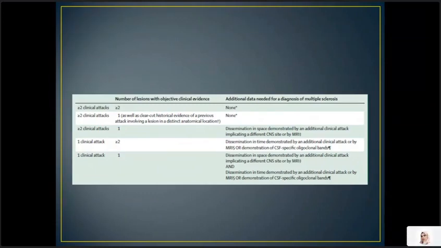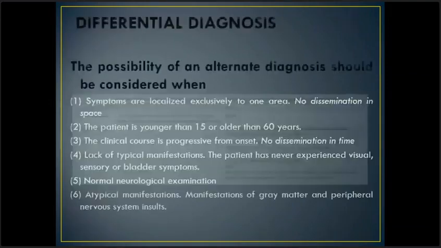This is a table for using the investigation to document dissemination in time and space. So you can look here, if the patient has more than 2 clinical attacks on 2 different occasions, we have the clinical documentation of dissemination in time and space. No need for any investigation, even the MRI. But if we have 1 clinical attack, for example, like in CIS, the MRI will have a crucial part, because we can document the dissemination in time and space and start treatment for this patient.